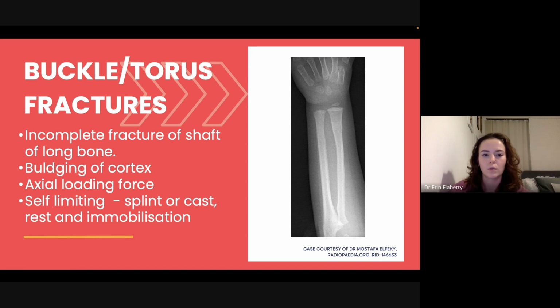This tends to be caused by an axial loading force, so like falling from a height, those sorts of things. There was a big study a few years ago that found that actually you don't really need to do much for these. They are self-limiting. We can put patients in a splint or a cast just to make them feel a bit better, but rest and immobilization is the thing that's going to keep them well rested and recovered.